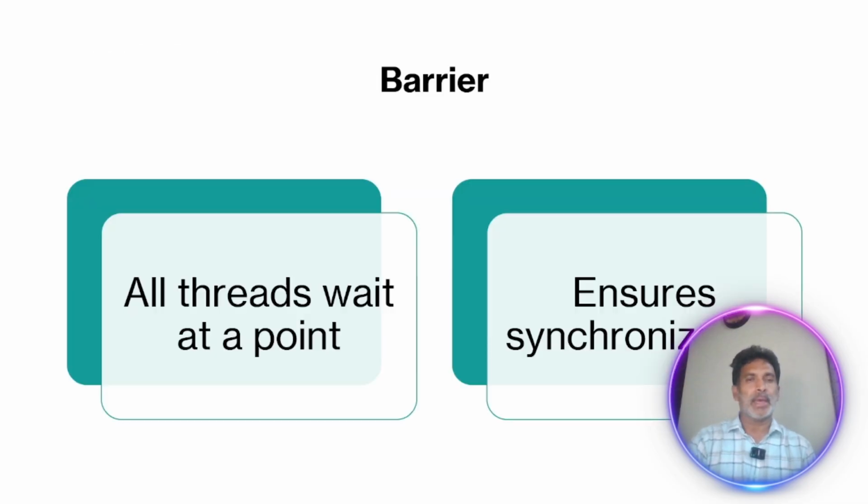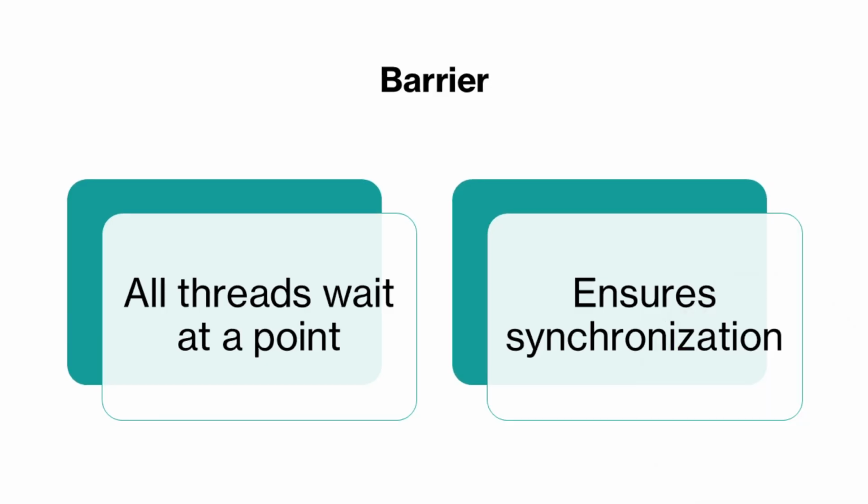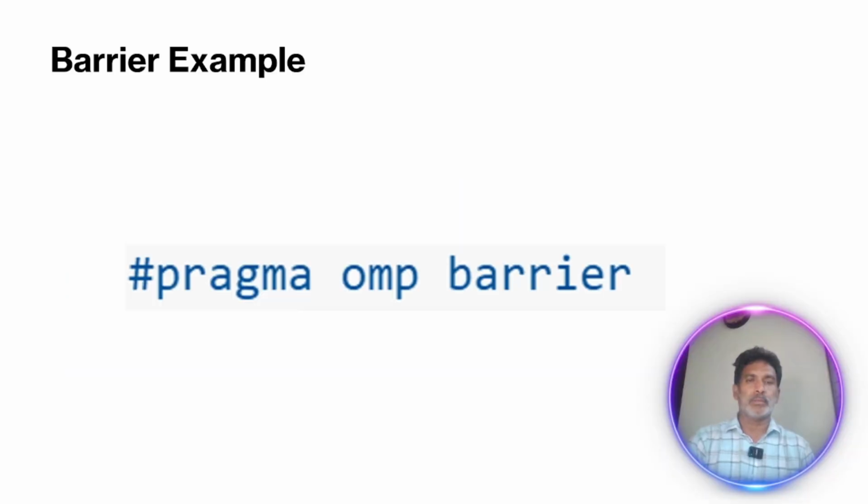And next one is a barrier. This is mainly useful when we need all the threads to complete one phase before starting another. And this is the way we can use this barrier construct, like a pragma omp barrier.